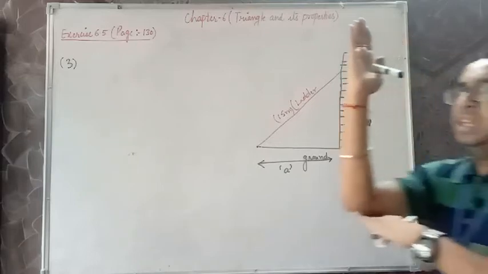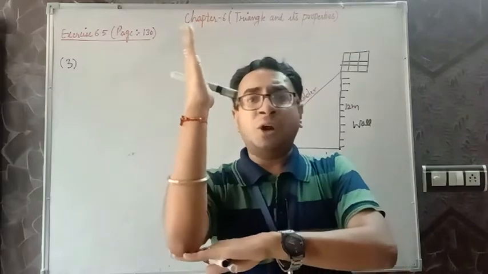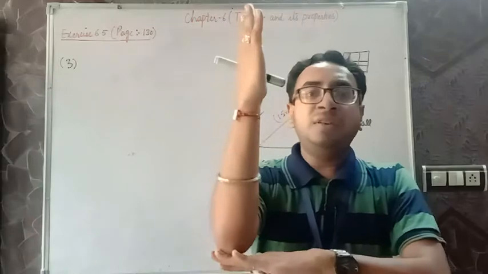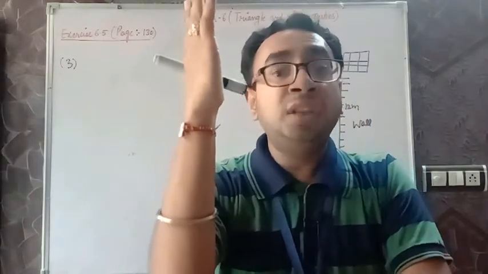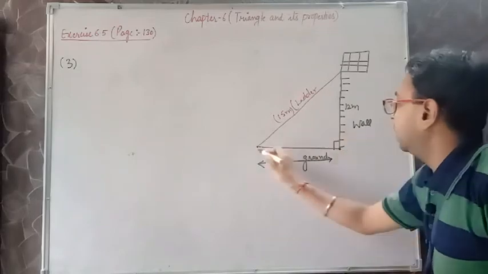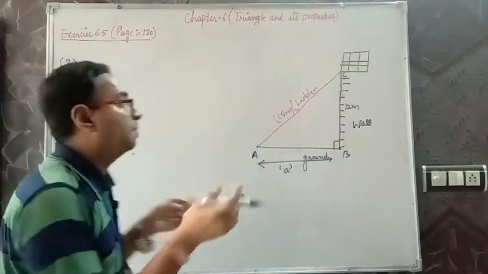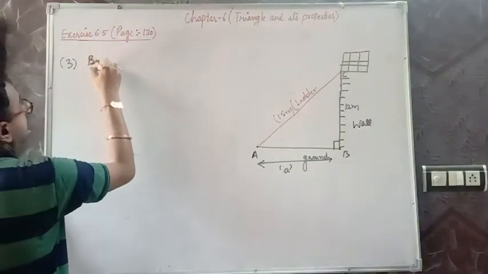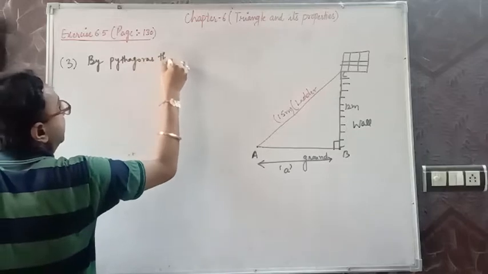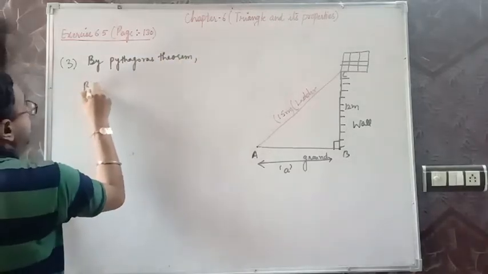Obviously the wall and the window will be at 90 degrees to the ground, or not? Or is it tilted in your house? No way. Any wall of your house will always be at 90 degrees with the floor. Hence this will be 90 degrees. Let me assume A, B, C. What will we do? Again Pythagoras theorem. By Pythagoras theorem. Very easy questions.